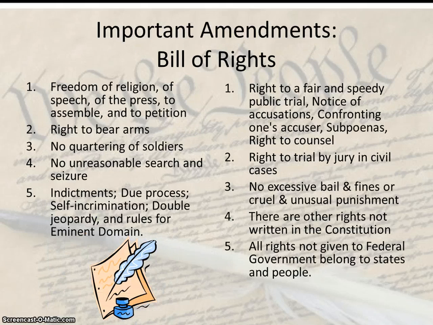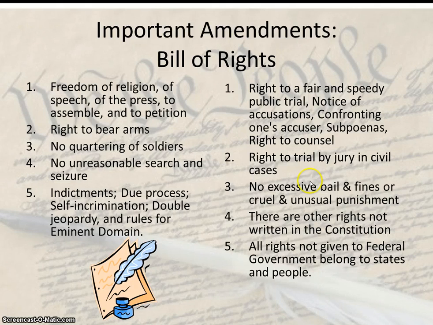Right, important amendments in the Bill of Rights include, and the numbers are all messed up here, terrible. Freedom of religion, speech, press, assembly, and petition are the First Amendment. The second is the right to bear arms. Your Third Amendment is no quartering of soldiers. Fourth Amendment, no unreasonable search and seizure. Fifth is your indictments, due process, self-incrimination, double jeopardy, the rules of eminent domain. The fifth includes a lot of things which we'll go into detail in class.